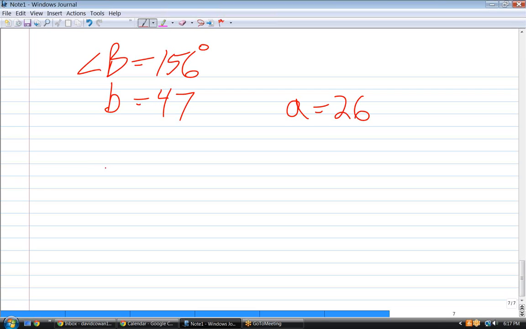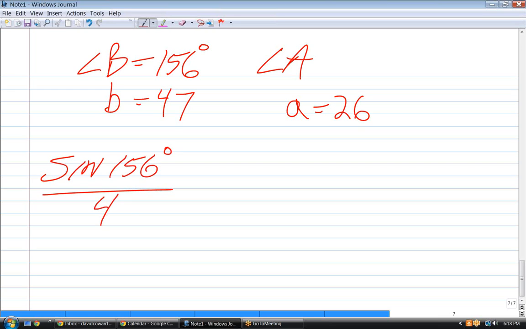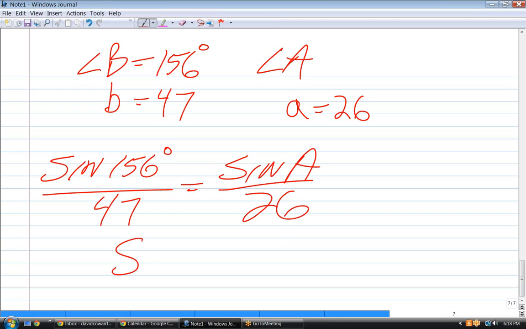So how do we figure it out? We only need to figure out sine A to know that there is one solution. That's all the further we need to go. In other words, I need angle A. So sine 156 over 47 is equal to sine A over 26. So sine A is equal to what?